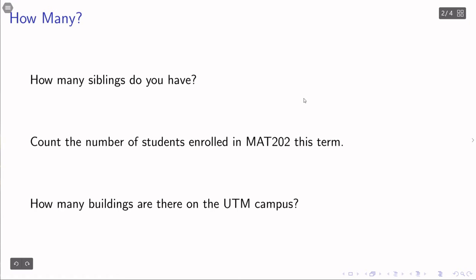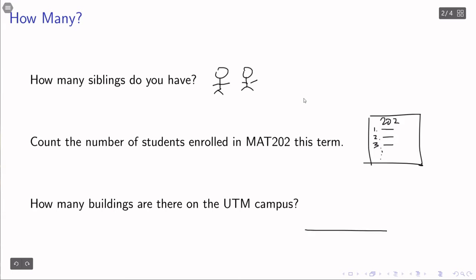Now, when you hear the word count, you probably think about listing or enumerating objects. For example, how many siblings do you have? Or count the number of students enrolled in MAT202 this term. Or how many buildings are there in the UTM campus? These are straightforward to count. You can just walk around the UTM campus to answer the third question, for example.